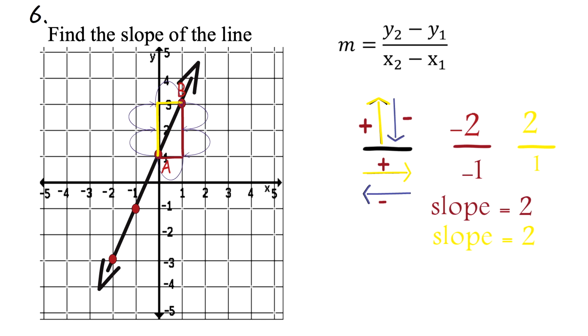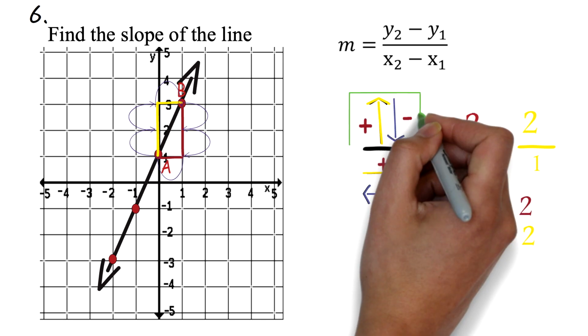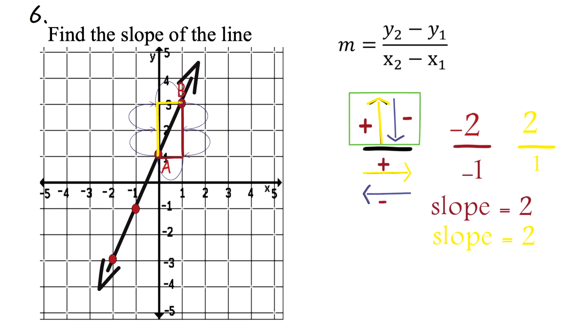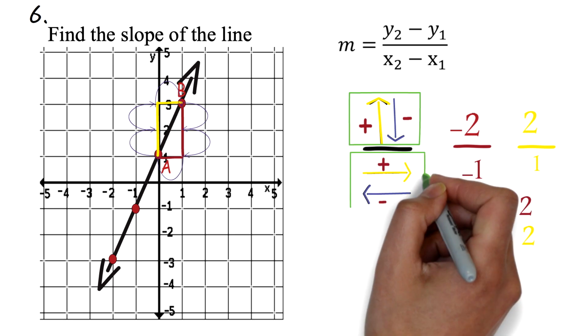Notice that our first movement is always change in y, that is moving up or down. Then our second movement is change in x. That is moving left or right.